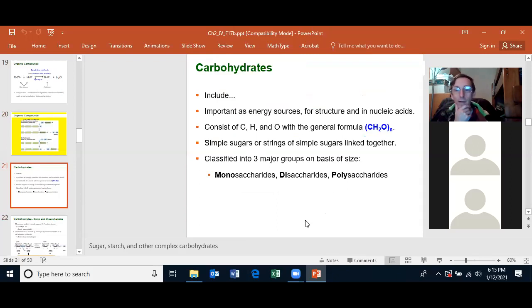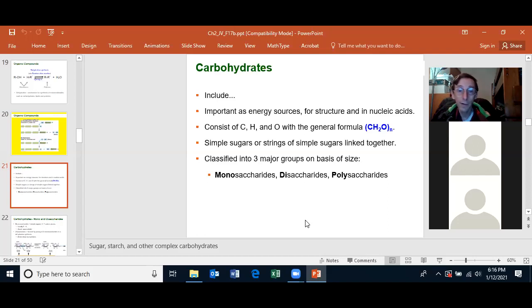Let me get started on carbohydrates and then we'll end this lesson. Carbohydrates include sugar, starch, and other complex carbohydrates. Carbohydrates are an important energy source for living things like you. When you want energy, you typically eat carbohydrates. You don't have to, but you typically do. We use carbohydrates for structure in our body, like structure in our cells. And we use carbohydrates when we make nucleic acids.